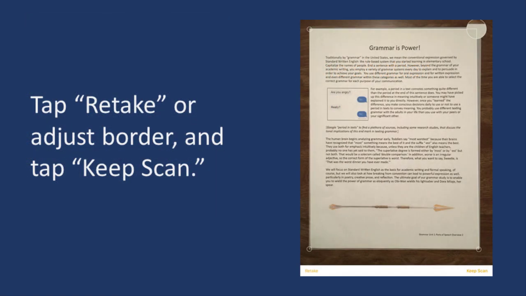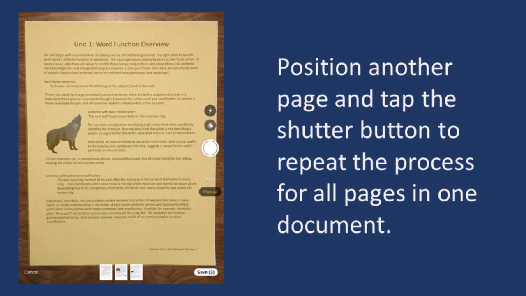In the Notes app, and in most scanning apps, you'll have the opportunity to retake the scan or to adjust page edges. Tap, hold, and drag from the corner to adjust the perspective. You can also do this in a later step in the process. Tap Scan when you're ready to move on. Position the next page and repeat the process.